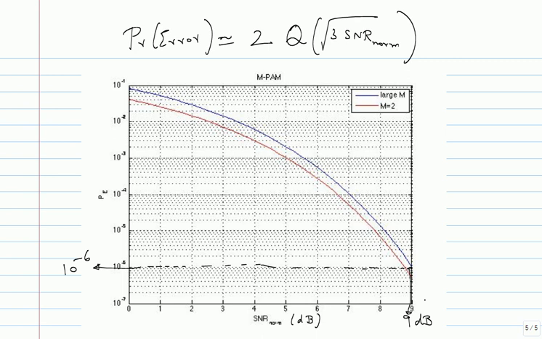Yeah, just go up and then find the relative SNR norm. Remember, this has to be SNR norm. It has to be normalized with respect to m squared minus 1. Once you normalize it, it doesn't really matter. This plot captures every single MPAM that you can think of. That's the nice thing about this plot.